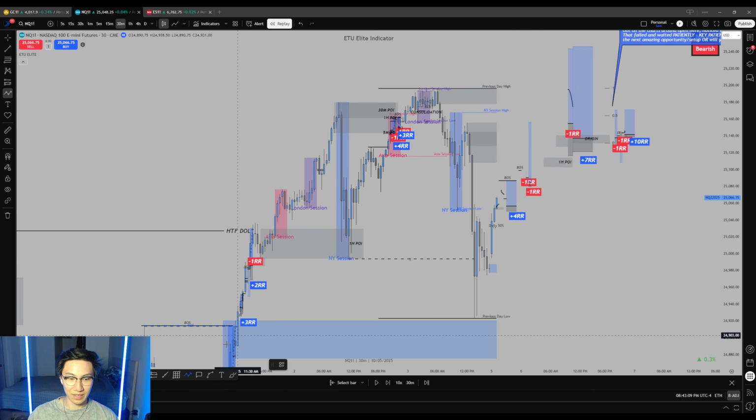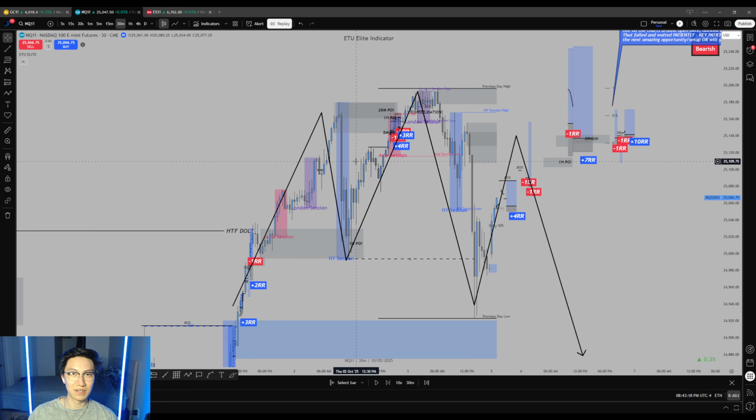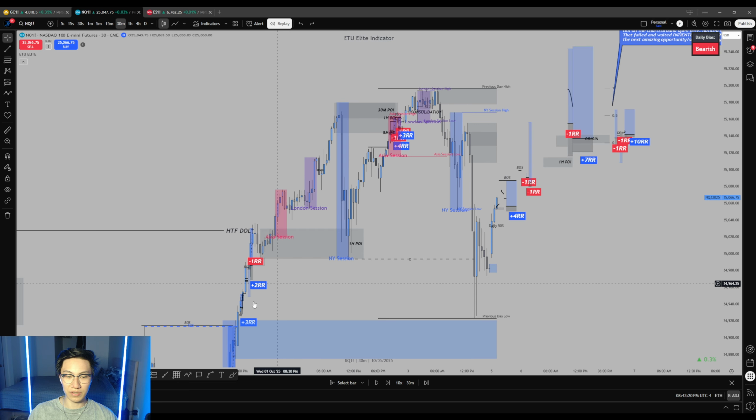This is very straightforward. I tell you guys this all the time. Just keep in mind what structure is showing, right? Just because we break below this low that made a new high does not mean the market is now going to go bearish like this. This is completely wrong. This is why so many retail traders fail.